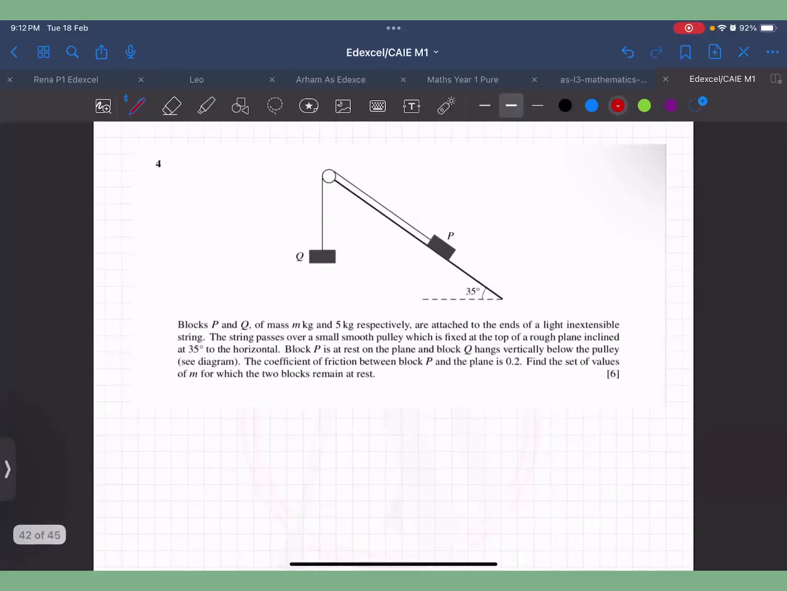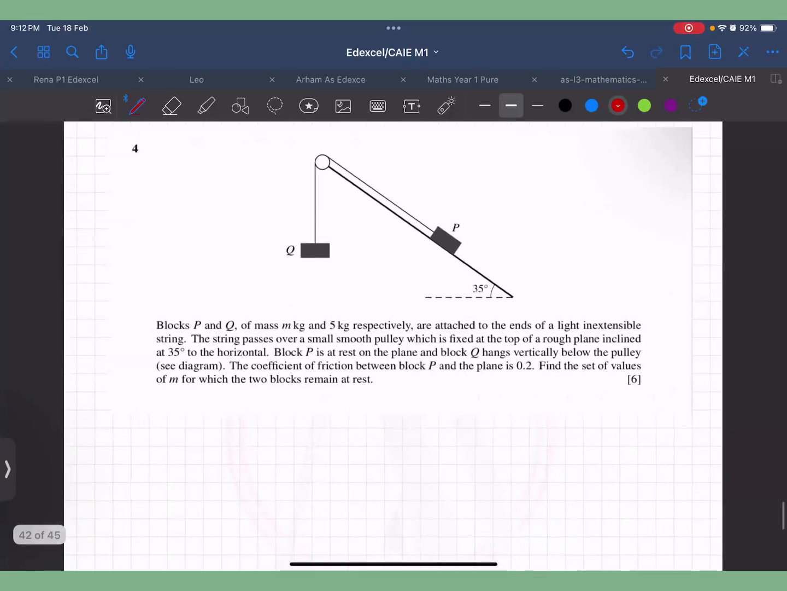If you can get the questions from this chapter done, this means that your other topics are also good. So this is a very good question I've taken out, one of the unique questions. One of the masses is hanging freely, and the other mass is on an inclined plane. They have given us that there are two blocks P and Q of mass m and 5. So P is of mass m kg and Q is of mass 5 kg.